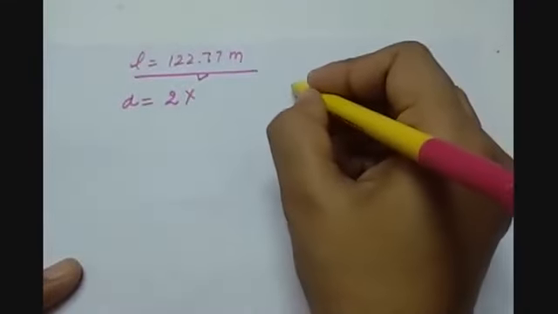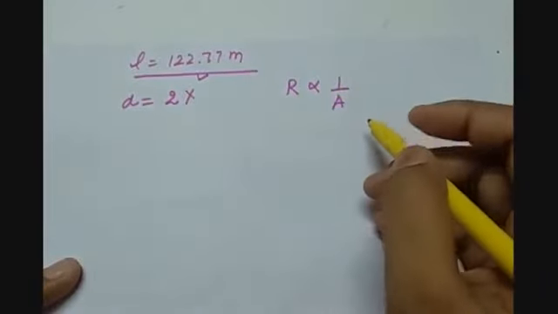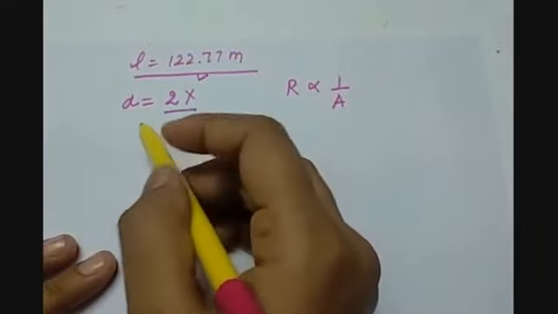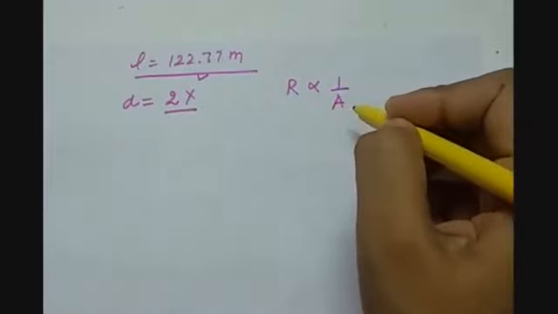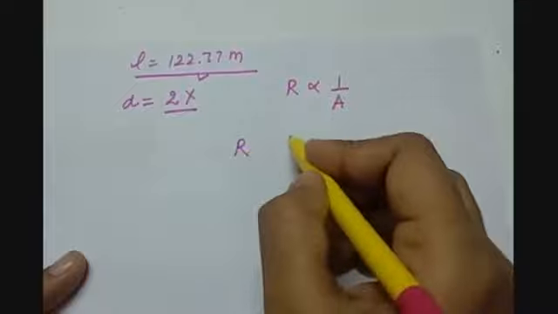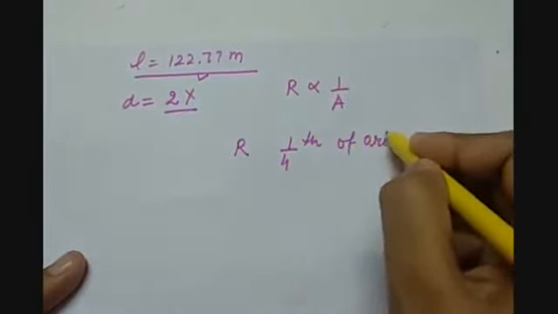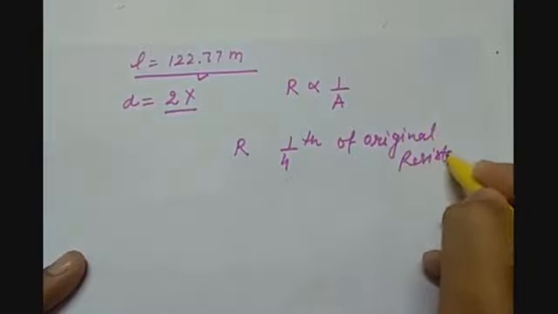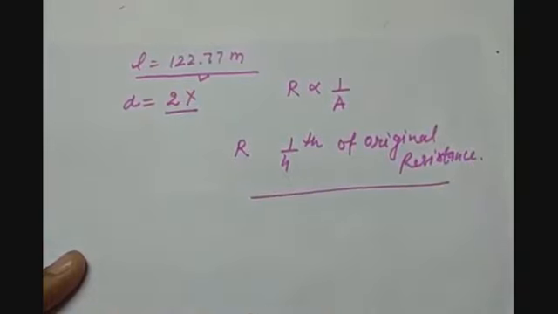So we know that R is inversely proportional to the cross-sectional area. If we have doubled the diameter, that means the radius will also be doubled, but the area of cross-section will be 4 times. So the resistance will now become 1/4 of the original resistance. So this is the answer.